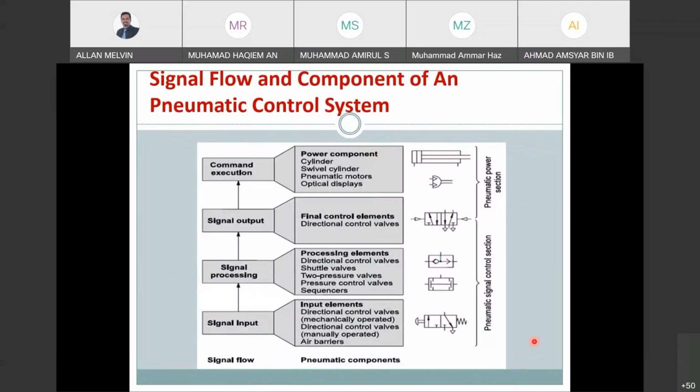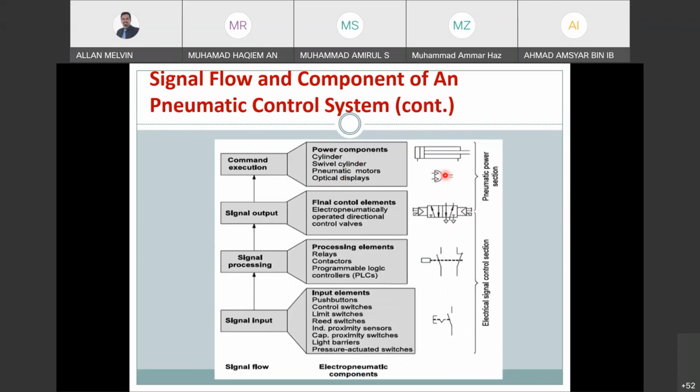Okay, so you can see a signal flow and components of a pneumatic control system. So in pneumatic, you will start with signal input. So normally kita akan start push button. Then you have valve for signal processing. The signal output from the directional control valve. And then the execution is using a cylinder or motor. So this is the flow for pneumatic system.